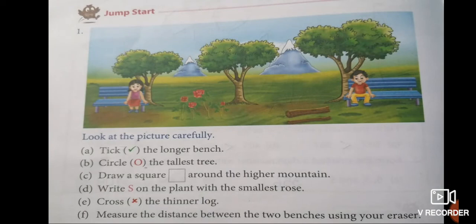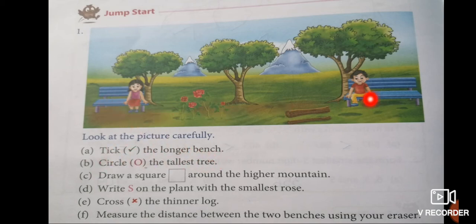Children, this is one question from your textbook. All of you please listen very carefully. This is a question from your textbook, page number 98, the jump start question. Using the picture we have to answer the following questions. In this picture you can see the trees, mountain, benches, flowers, etc. I'll just tell you the first question. Tick the longer bench.